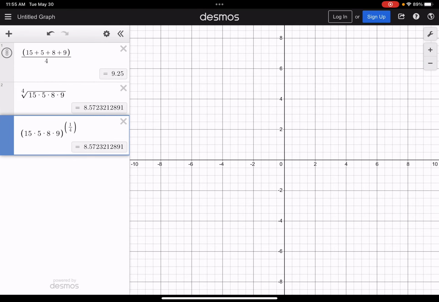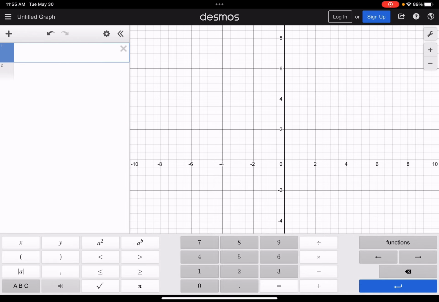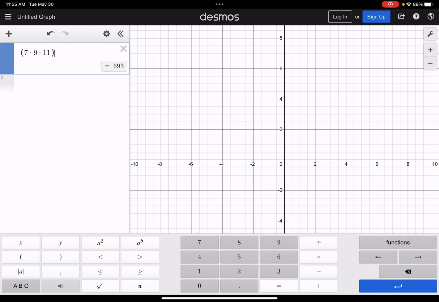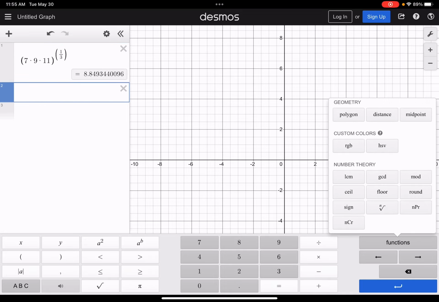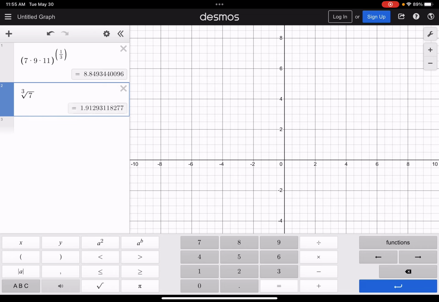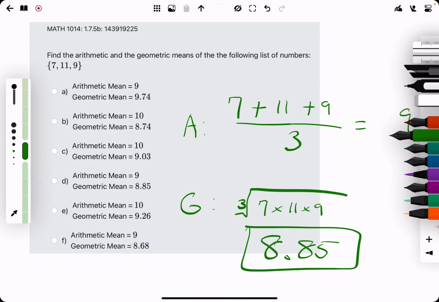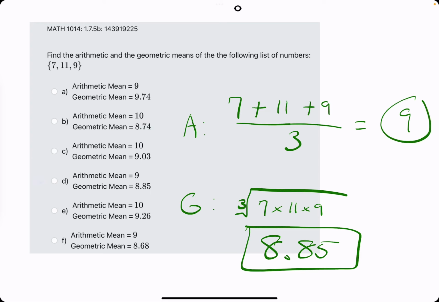So let's go back. I think we had, what do we have, 7 times 9 times 11? 7 times 11 times 9, same deal. And we can raise that to the 1/3 power in order to take the cube root. Again, you can take the cube root using this, or you can raise it to the power of 1/3. Both are doing the same thing. So 8.85 is our answer. So we're looking for 9 and 8.85. It looks like option D for this one.